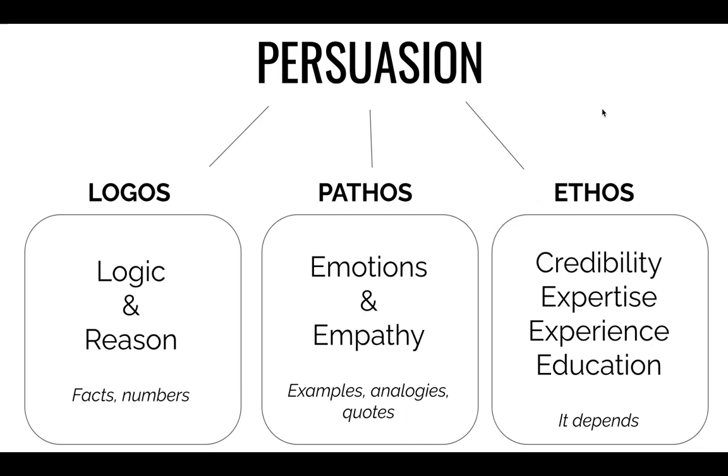Logos, pathos, and ethos. We talked about those things. We defined them. We saw examples. Logos, pathos, and ethos are forms of persuasion. They're different ways that you can try to make your argument persuasive. So logos is logic and reason. Pathos is using emotions and empathy. And ethos is the credibility of the person that's speaking. Are they an expert? Are they experienced? Do they have education in that area?